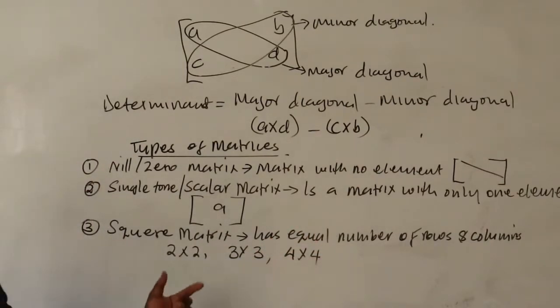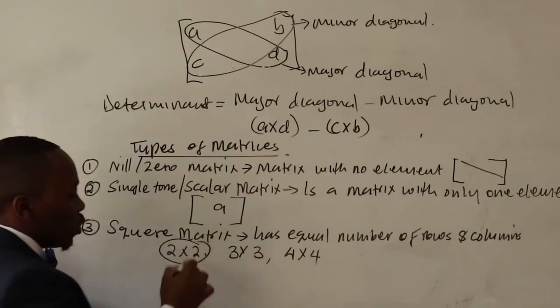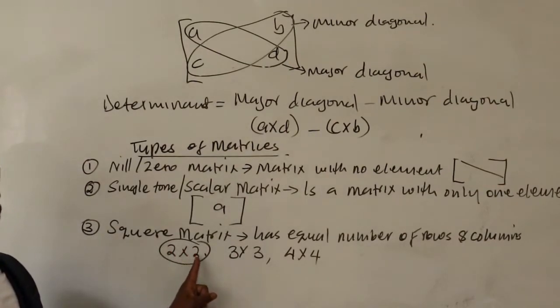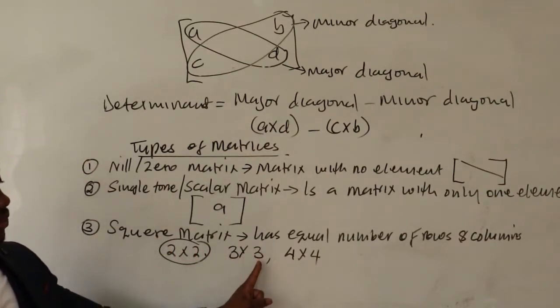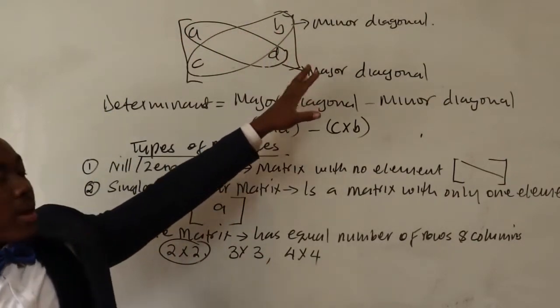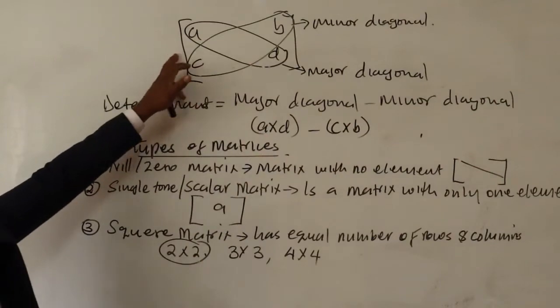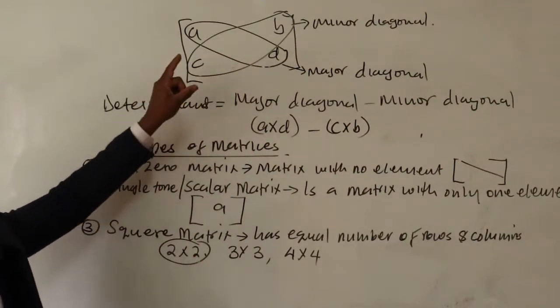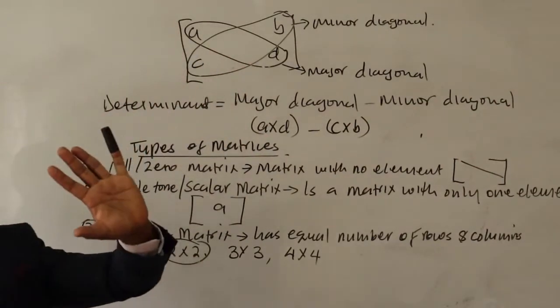And in this case, this is how we get the order. So that means we have 2 rows, 2 columns, 3 rows, 3 columns. Now, the arrangement of the matrix is denoted by what we call an order. So for example, in this matrix, how do we determine the order of this matrix?